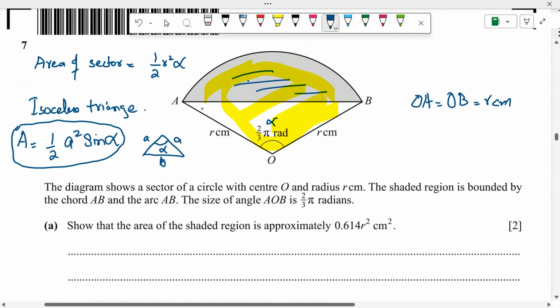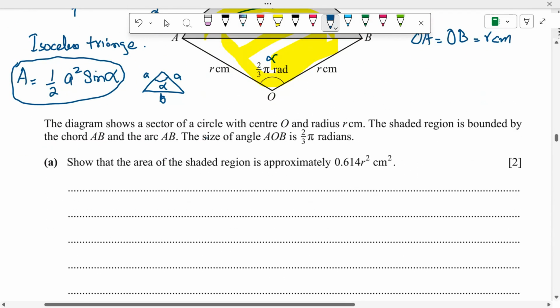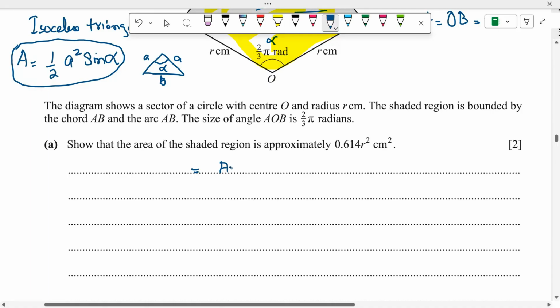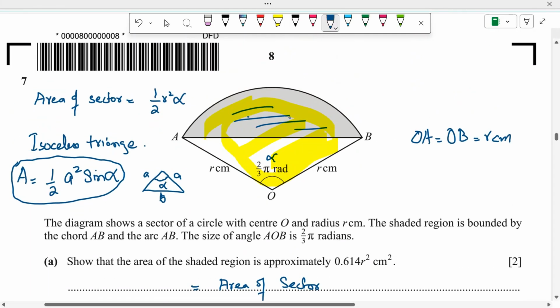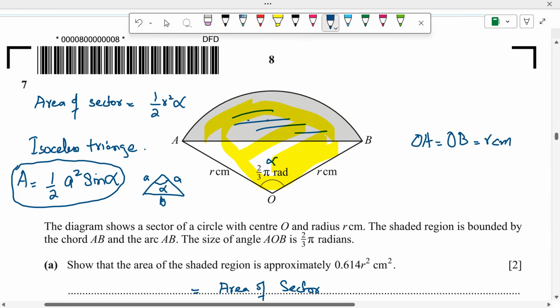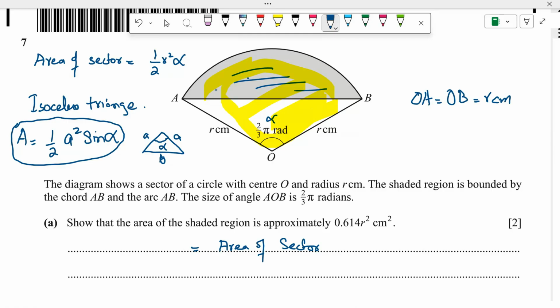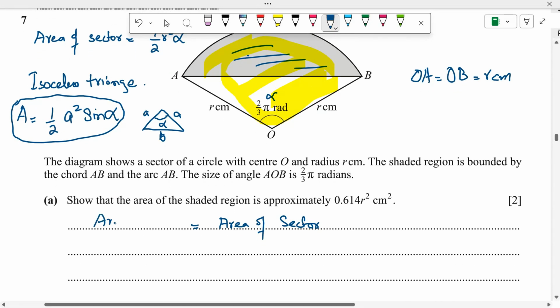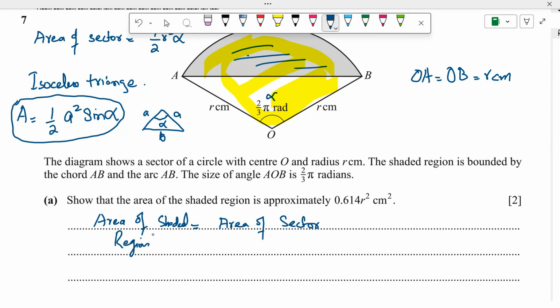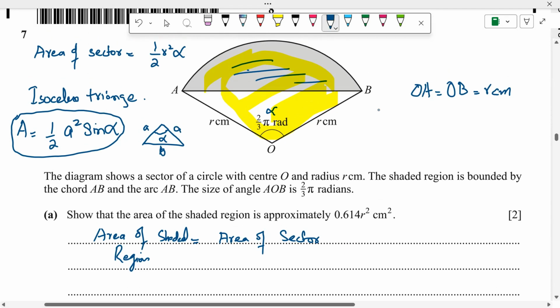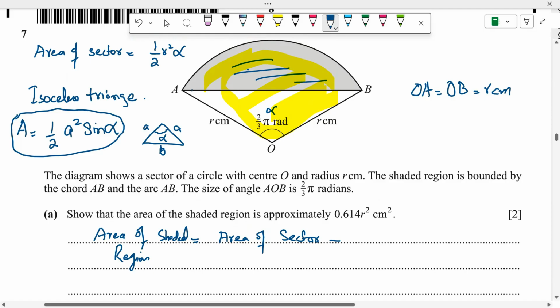We know that the total area is the area of the sector, and we need to find the area of the shaded region. So if we eliminate the area of the triangle from the area of the sector, we will get the area of the shaded region. So we can say that the area of the shaded region is equal to the area of the sector minus the area of the triangle.